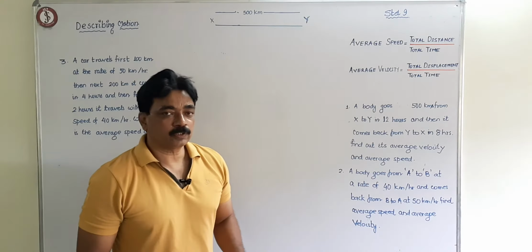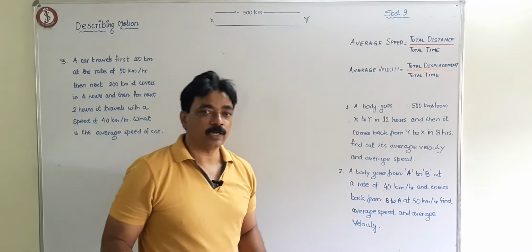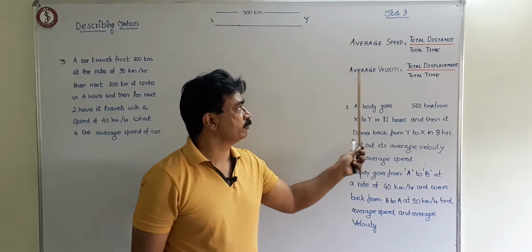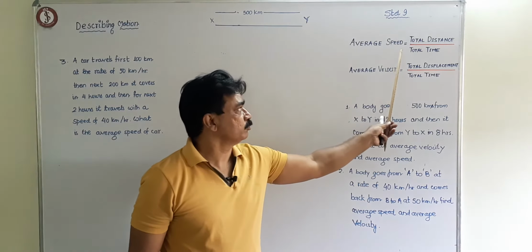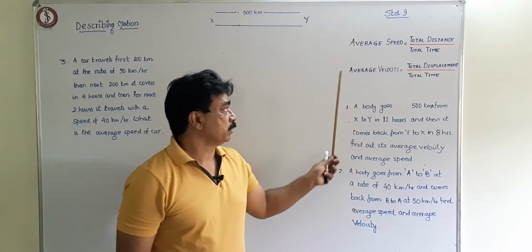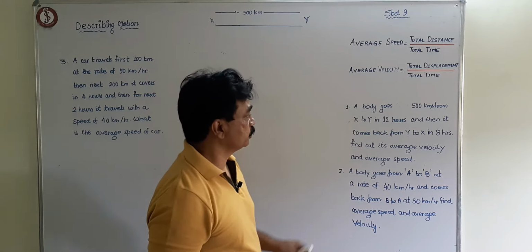We are doing describing motion, and in this chapter we have come till understanding of speed and velocity, and now we go to average speed and average velocity. Average speed is total distance traveled by total time, and average velocity is total displacement by total time. So we take up the first question.